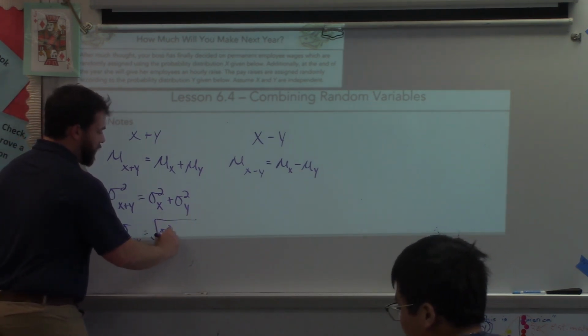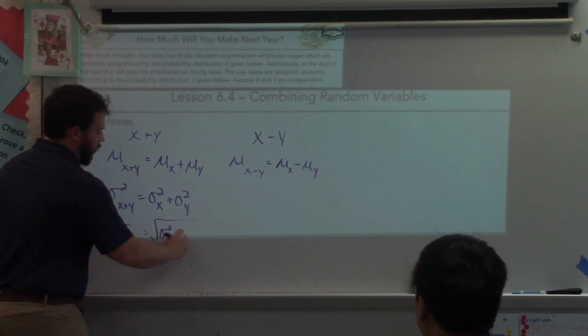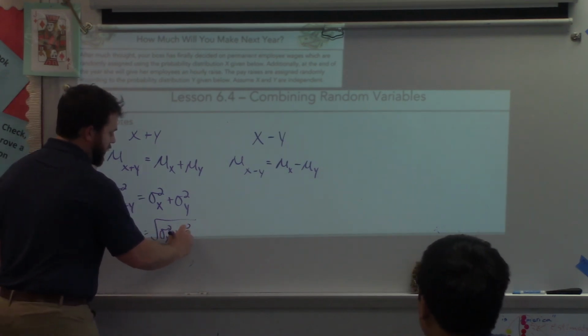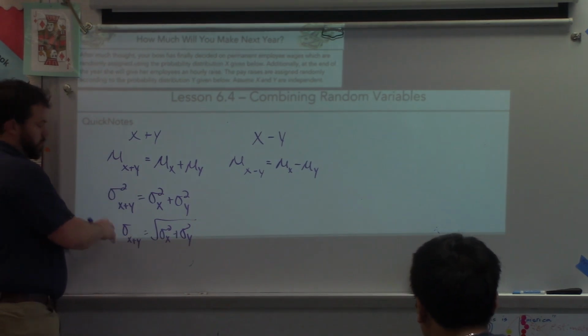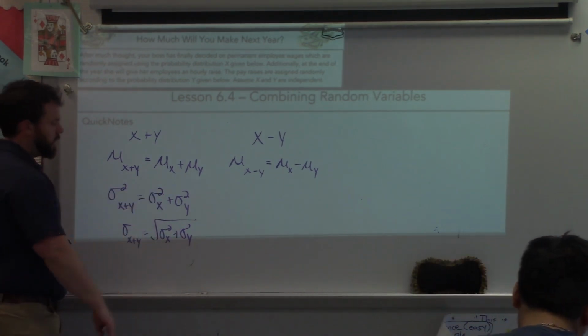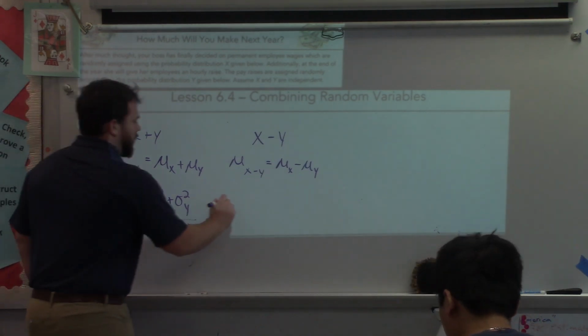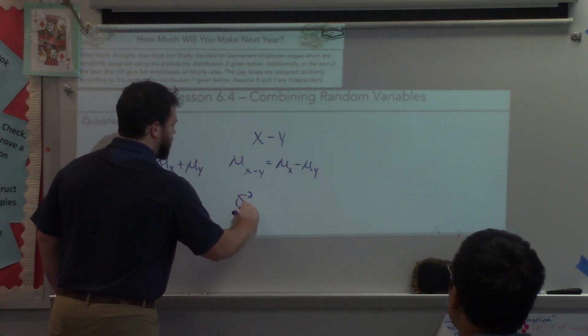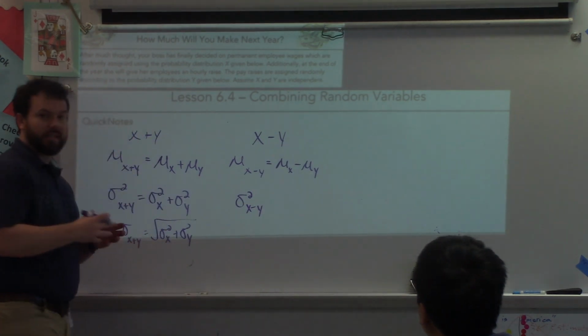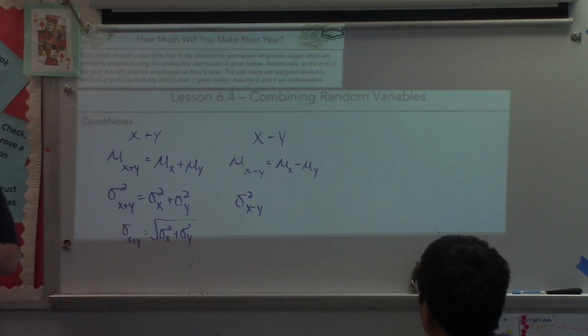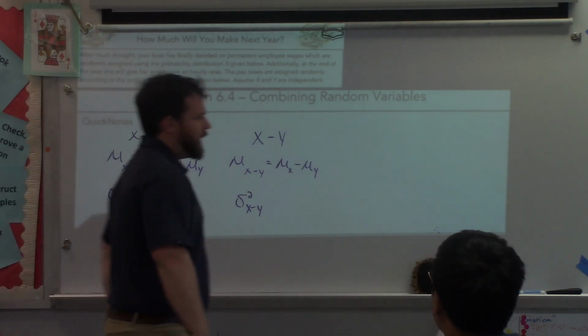Now, you can memorize this formula, or you just remember, hey, I'm going to add my variances together, and then take the square root. That to me is easier. So, what about the variance of X minus Y? Remember, when I say X minus Y, these are those capital letters, these are the random variables.